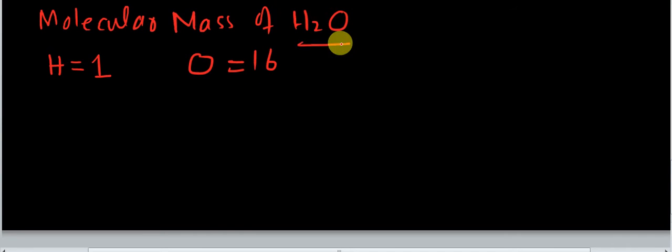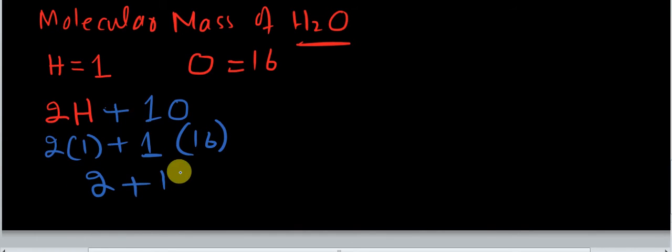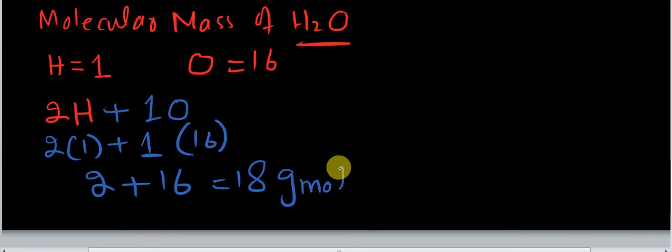Look at the formula. How many hydrogens? There are 2 hydrogens, so 2H. And how many oxygen? There is 1 oxygen, so 1O. Put the values. Hydrogen has 1, oxygen has 16. 2 ones are 2, plus 16 is equal to 18. What is the unit? The unit of molecular mass is grams per mole. Mole minus 1 is gram per mole.